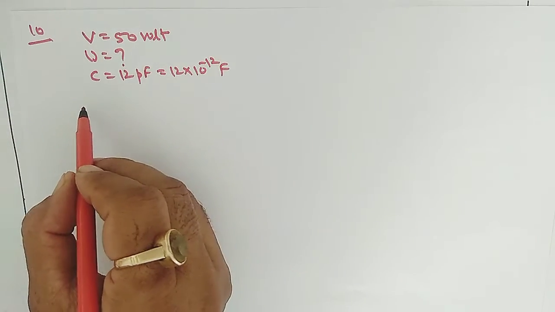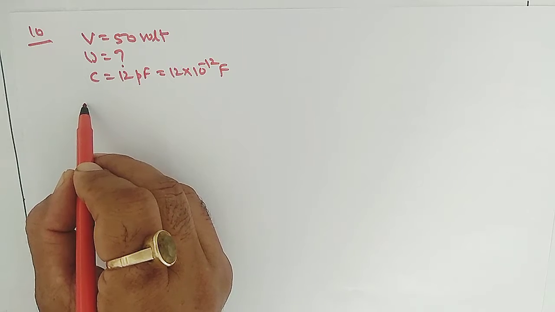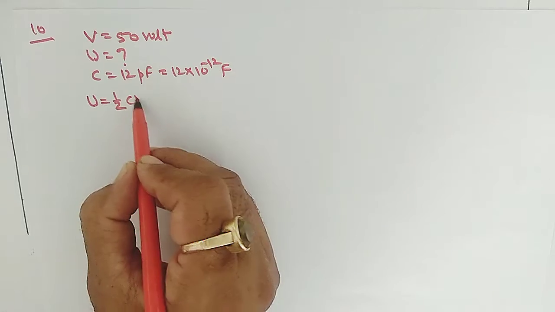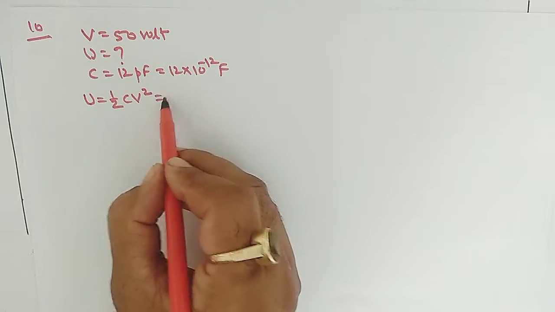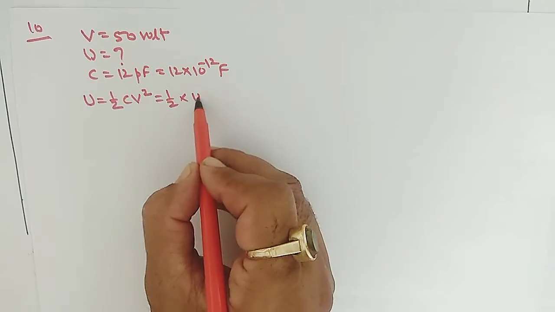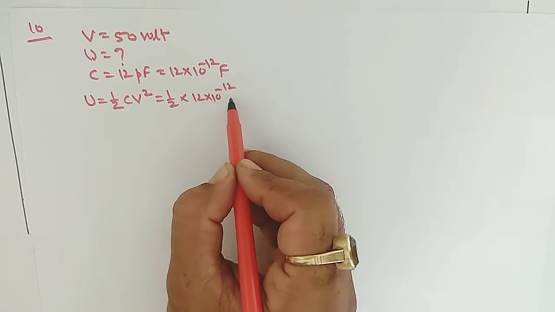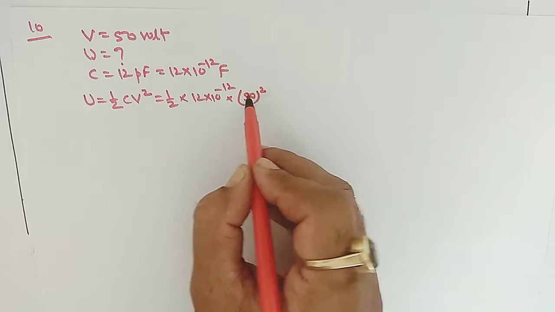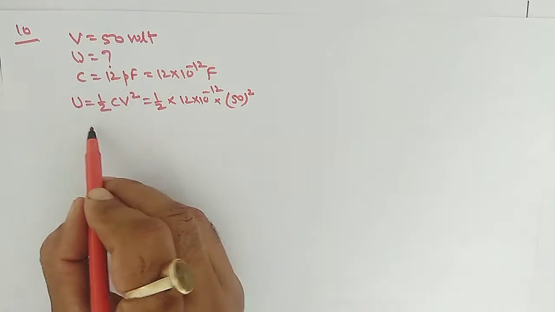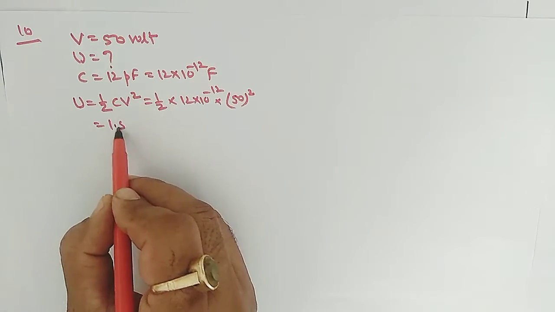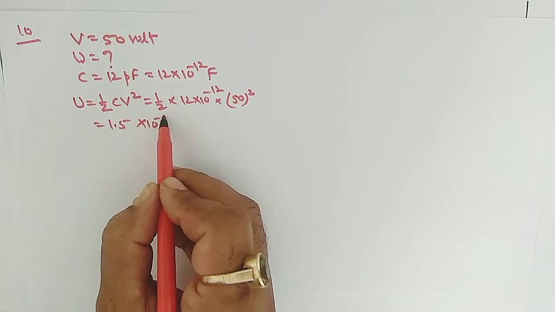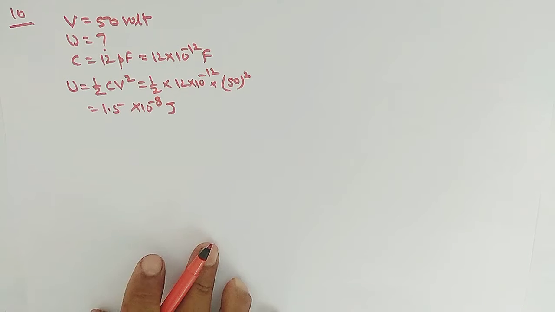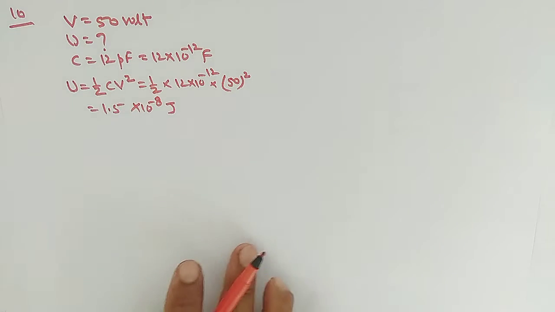Now using the formula to find the potential energy, you know the formula U is equal to half C V square. So half C is 12 into 10 to power minus 12 and V is 50, so 50 square. When you solve this, you will find it is equal to 1.5 into 10 to power minus 8 joule. So this is the answer of the second last question of the exercise.